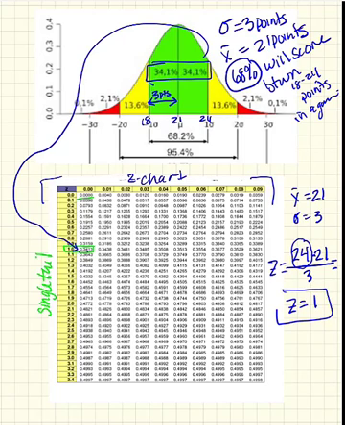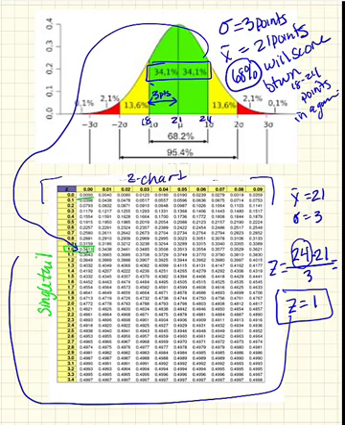This z equals 1 means we go over here along this Z line, notice that says Z there, it's a little hard to read, and we find 1, and when we find 1, we find 34%. So now what that tells us is the chances of somebody scoring 24 points or more, that's right here.